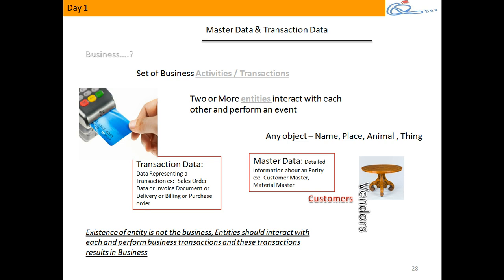So when it comes to BW, we already know the basic principle of BW. What do you do? You extract data from different sources, store it, and then do reporting. So are we going to extract master data or transaction data? Both. We are going to extract master data, extract transaction data, consolidate, and then do reporting. Why? Does it make sense?